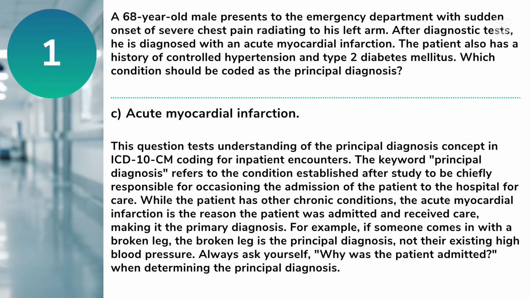This question tests understanding of the principal diagnosis concept in ICD-10-CM coding for inpatient encounters. The keyword principal diagnosis refers to the condition established after study to be chiefly responsible for occasioning the admission of the patient to the hospital for care. While the patient has other chronic conditions, the acute myocardial infarction is the reason the patient was admitted and received care, making it the principal diagnosis. For example, if someone comes in with a broken leg, the broken leg is the principal diagnosis, not their existing high blood pressure. Always ask yourself, why was the patient admitted, when determining the principal diagnosis?